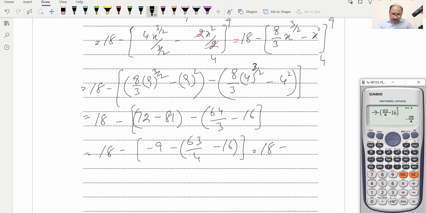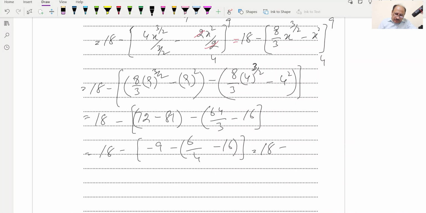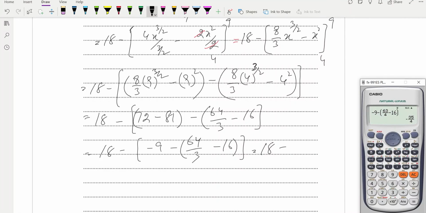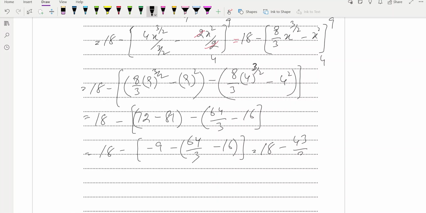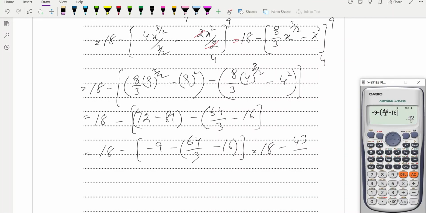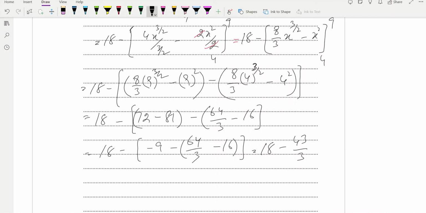It should be 64 by 3 we have written, this one. So this will be 64 over 3 like this. So this will be equal to minus 43 over 3, and we can put this in brackets, minus, and minus 43 over 3. So we will be taking the positive value over here, so we can write mod of 43 over 3.